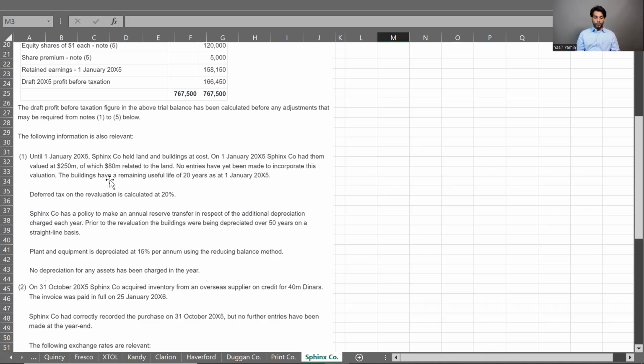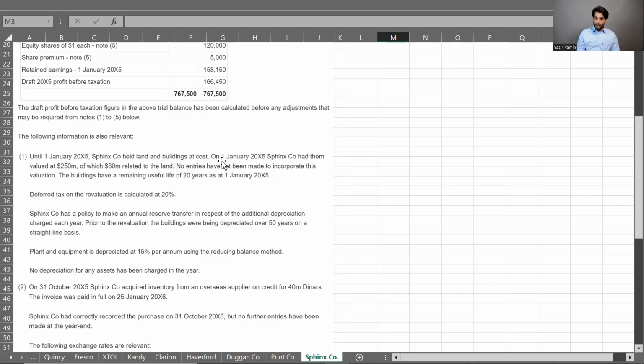So there is note number 1. It says that until 1st January X5. What do you mean by 1st January X5? Now, 1st January X5 means that we are discussing the year start. So until 1st January X5, Sphinx Company held land and buildings at cost. So before the start of this particular year, we have always maintained the historical cost of our land and buildings.